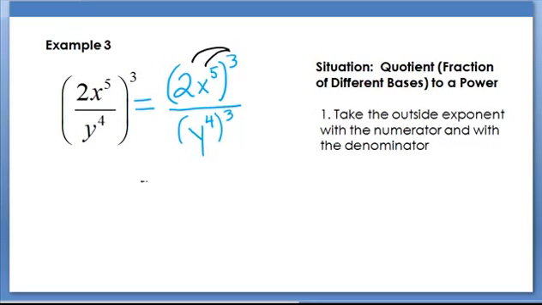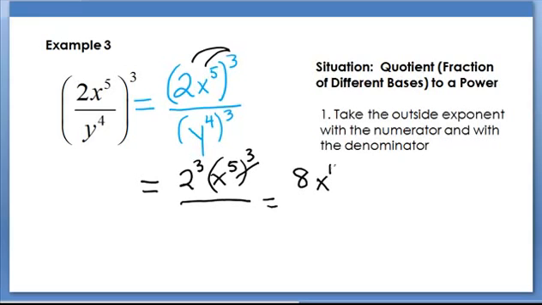This will give us 2 to the 3rd times x to the 5th to the 3rd. We can work those out. 2 to the 3rd is 8. X to the 5th to the 3rd, we'll keep the base and multiply. And for our denominator, a power to a power, we can go ahead and work that out. Keep the base and multiply.